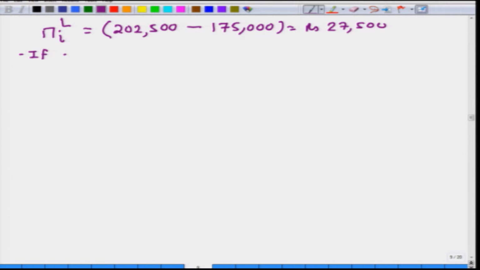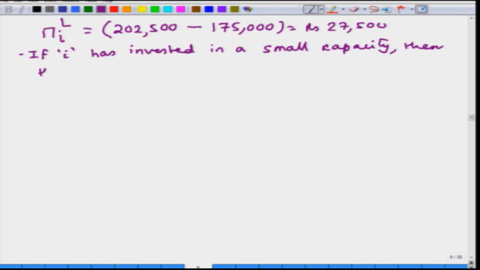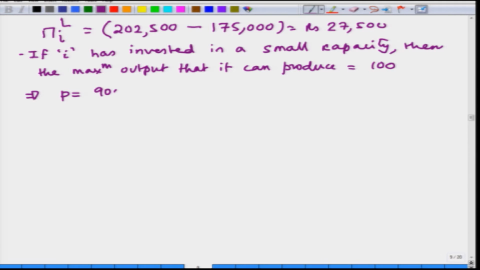On the other hand, if I has invested only in a small capacity, then the maximum output that it can produce is 100, in which case the price would be 900 minus 100, which is equal to 800.